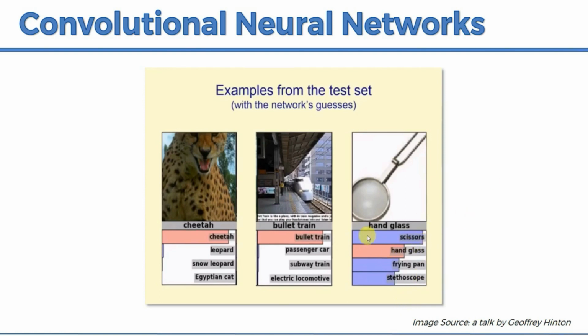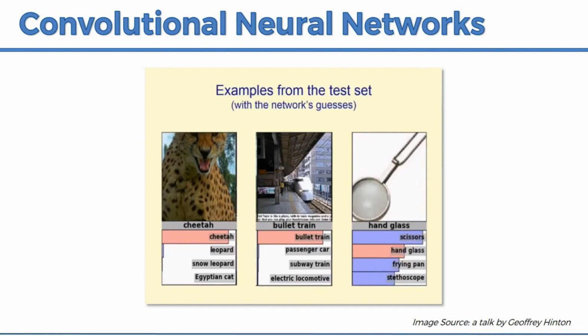So it said scissors with the highest probability, but then it had hand glass, which it actually was, not so far away in second place, and frying pan, stethoscope. So basically here you can see that scissors was its first guess, but the correct option was number 2, and that's why it's highlighted in red.